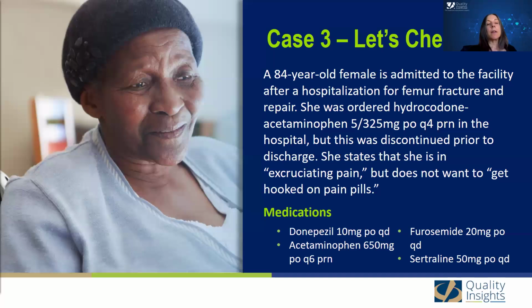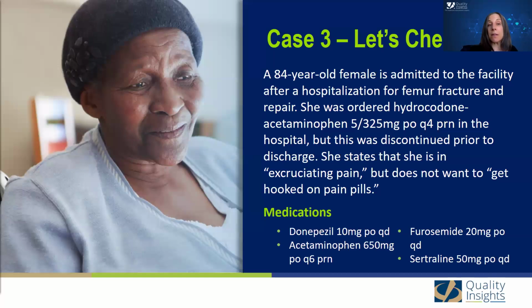Another case, an 84-year-old female is admitted to the facility after hospitalization for a femur fracture and repair. She is ordered hydrocodone acetaminophen 5/325 every 4 hours PRN in the hospital, but it was discontinued prior to discharge. She states she's in excruciating pain, but she doesn't want to get hooked on pain pills. So here we have a resident who is anxious about taking an opioid and is only receiving acetaminophen, which is Tylenol, for pain, but in excruciating pain.